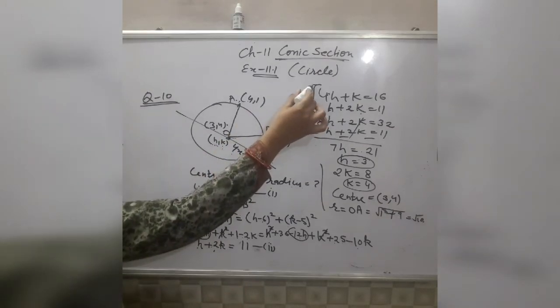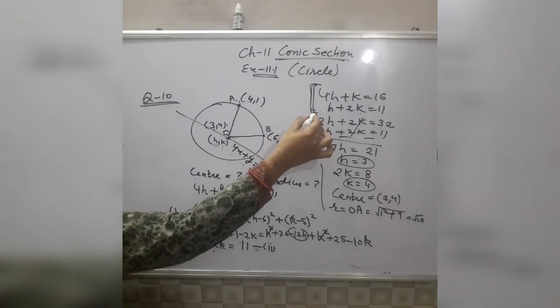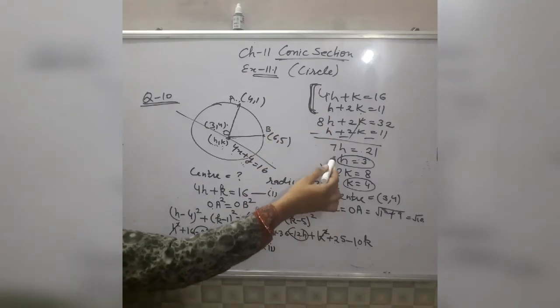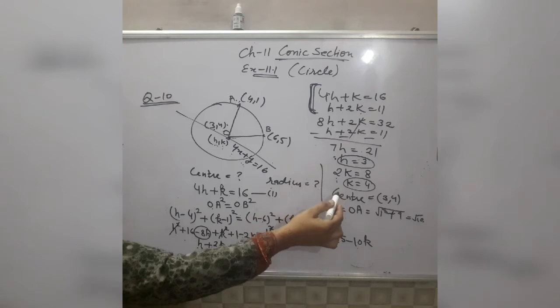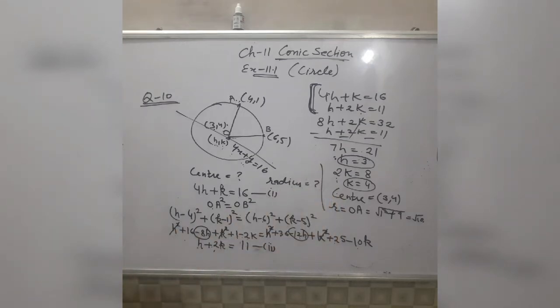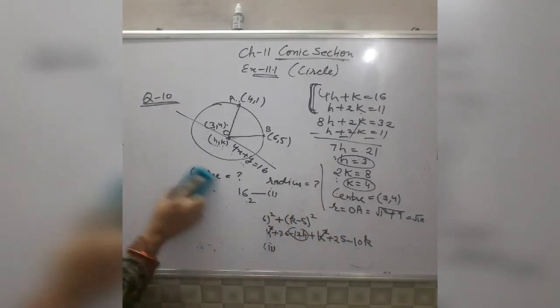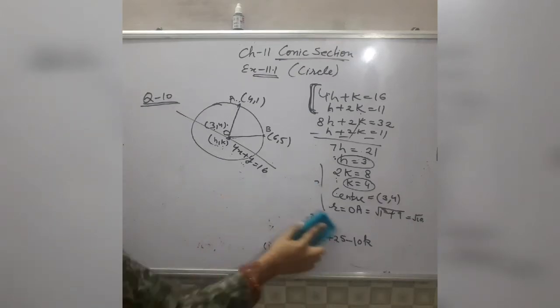Now you have a pair of linear equations in h and k. When you simplify this pair of linear equations, you will get the values of h and k. The values of h and k give you the center of the circle. And now find the distance OA by using the distance formula. It gives you the radius of the circle.